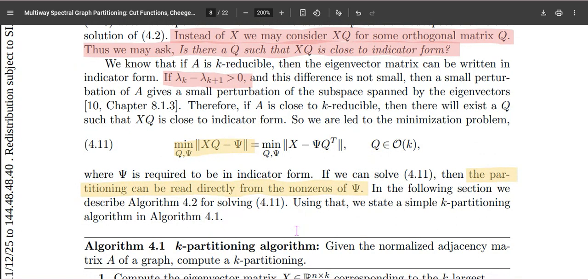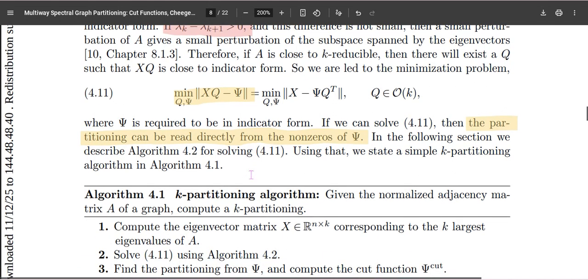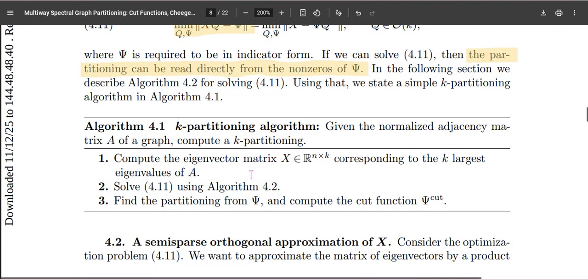For that, what we need is, as mentioned earlier, we try to find the eigenvectors. But if the eigenvectors are not in an indicator form, we try to find a rotation matrix so that it becomes an indicator form. That indicator form is defined as this matrix. But if the given eigenvector is not in indicator form, we try to find a rotation matrix so that the norm between this expected indicator form and this combined one is as close as possible. So it's kind of an iterative algorithm. This is the algorithm for k partitioning.